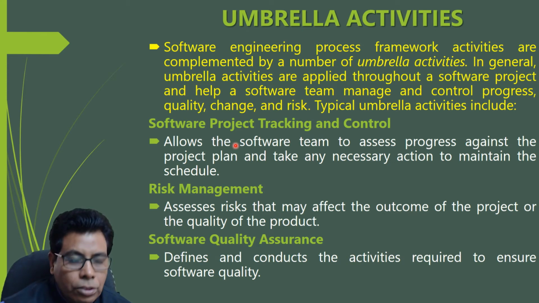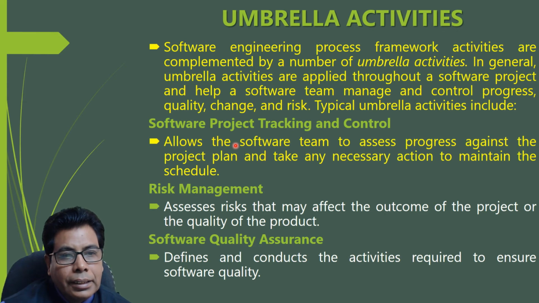First is software project tracking and control. Software project tracking and control allows the software team to assess the project progress against the project plan and take any necessary action to maintain the schedule. So for maintaining the schedule, this will be useful. That is nothing but the tracking of the project, and accordingly we have to control the project.